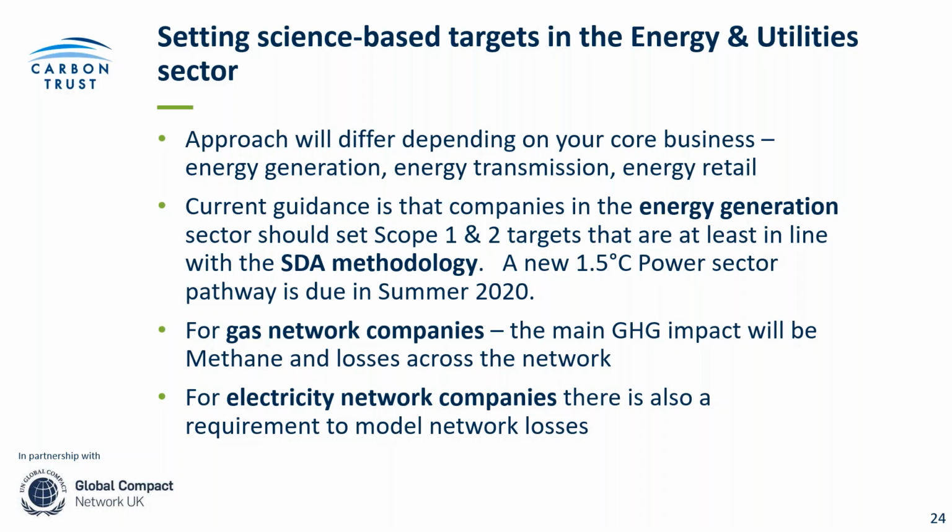For companies that are involved in distribution, again, some specific criteria need to be followed. So we've done quite a lot of work with both gas network and electricity network companies. In the case of gas network companies, the main GHG impact will be methane, and there will be a requirement to model losses across the network. And we'll hear more from Kate in terms of electricity network companies in the next bit of the presentation. But again, there's a requirement there to look at network losses specifically.